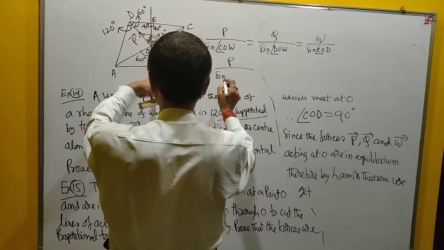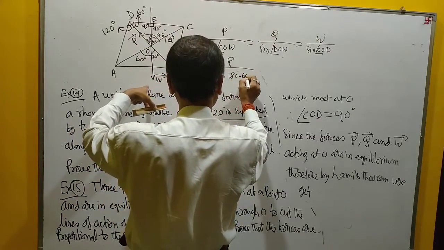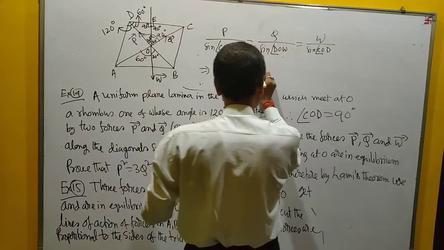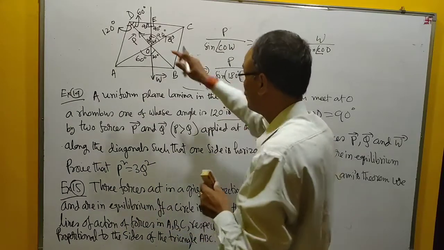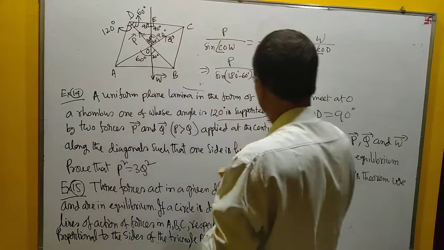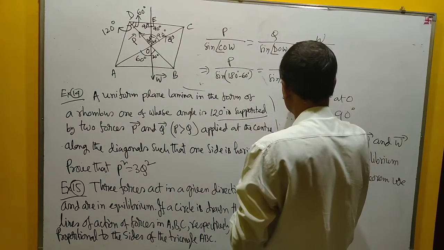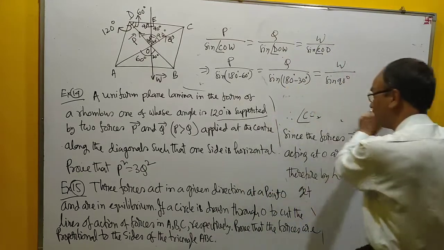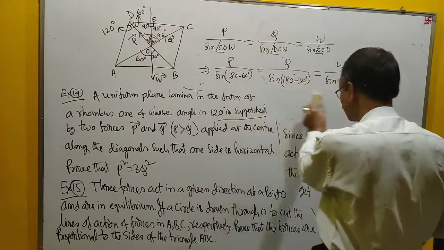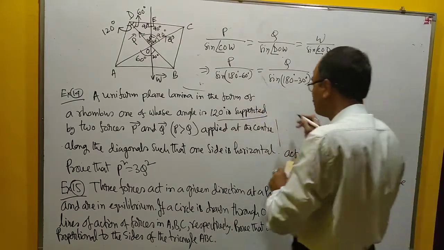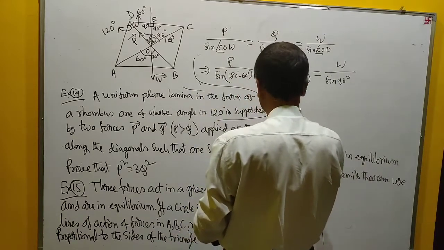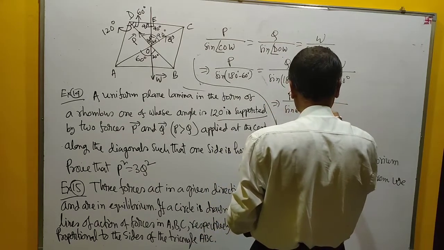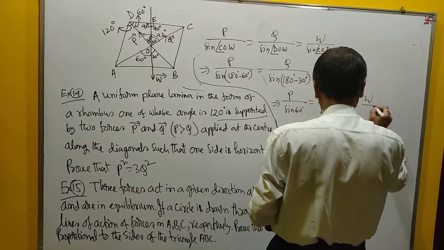What is COW? It will be equal to 180 degrees minus 60 degrees. This angle is equal to 180 degrees minus 60 degrees. This is equal to Q divided by sine DOW, which means 180 degrees minus 30 degrees. This is equal to W divided by sine, this is 90 degrees. Therefore, P divided by sine 60 degrees equals Q by sine 30 degrees. This is equal to W by 1.